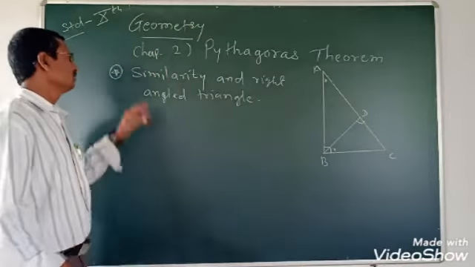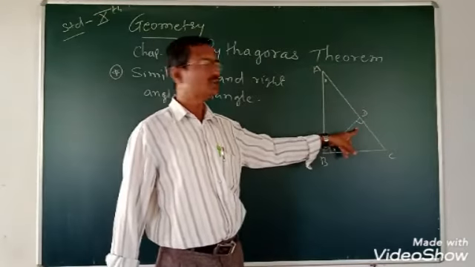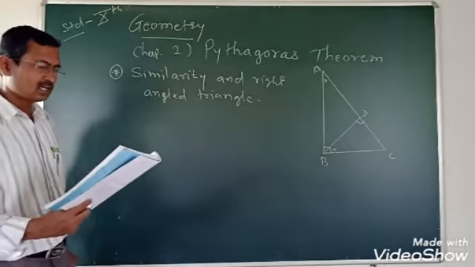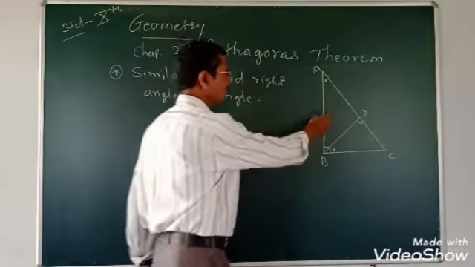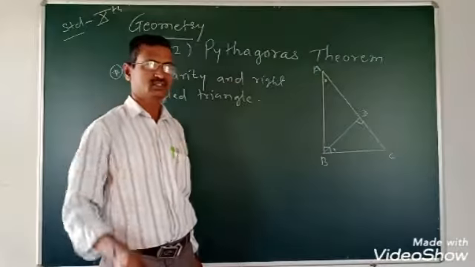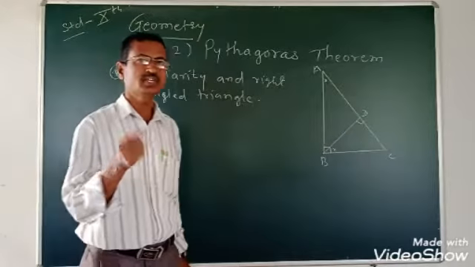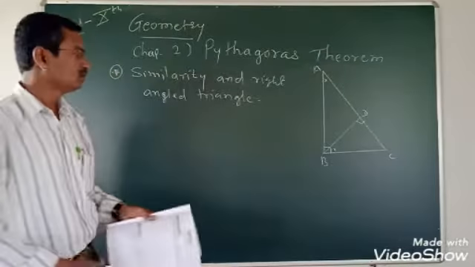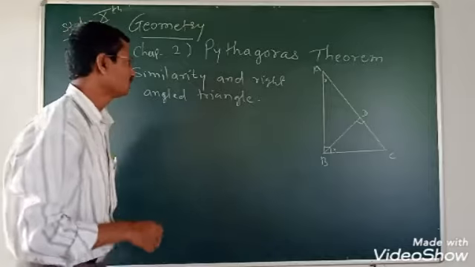And here in this theorem, similarity in right angle triangle: if an altitude is drawn on the hypotenuse in a right angle triangle, then two triangles are formed. Here this is one triangle and this is another triangle. If the altitude is drawn on the hypotenuse, then the two triangles formed are similar to the original triangle ABC and to each other.